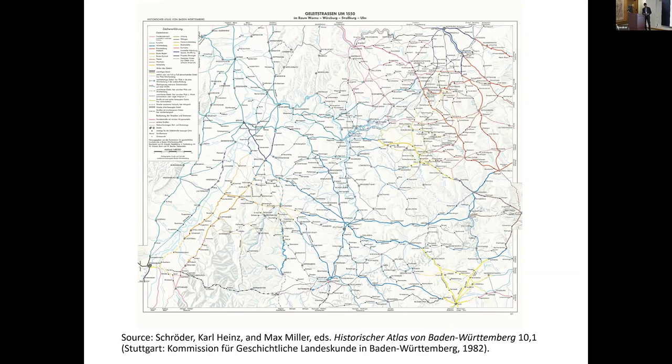This map here represents the most important roads on which rulers in the southwestern corner of the empire held or claimed rights of safe conduct in one of the empire's most politically dense regions. It was designed by three regional historians and published in a historical atlas for the region of Baden-Württemberg in the 1980s, a genre of historic cartography that is not widely known outside of Germany, but that is noteworthy for its detail, its originality, and diversity.